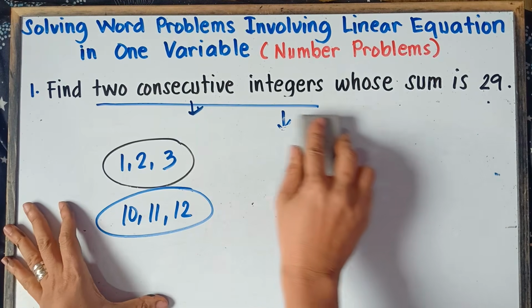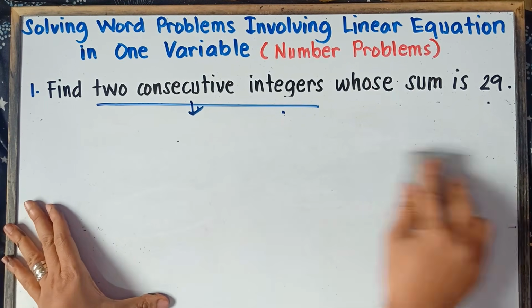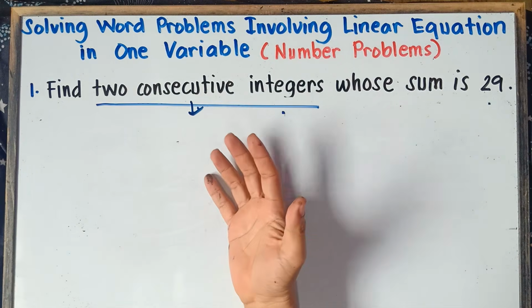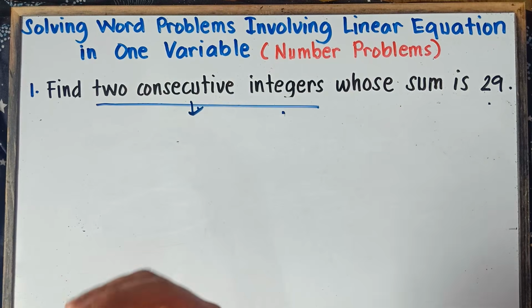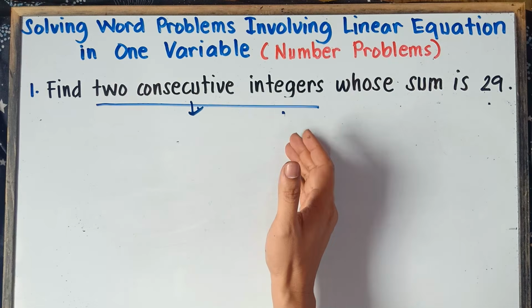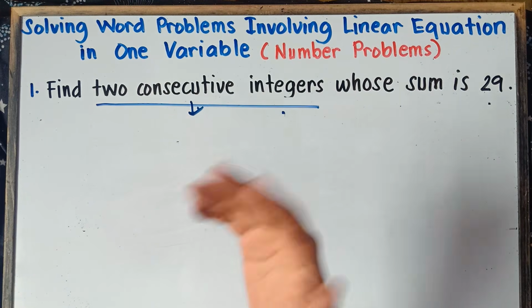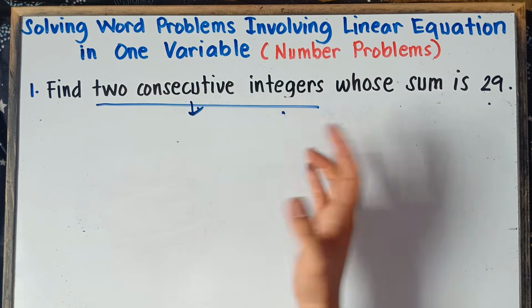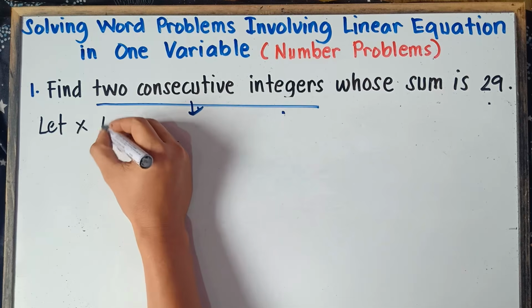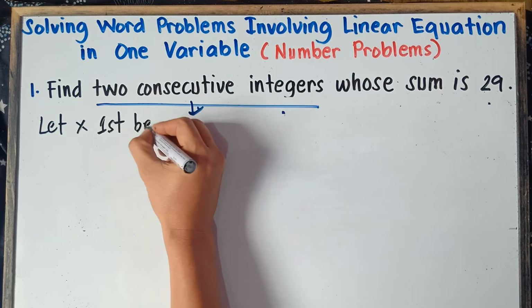So we're looking for 2 consecutive integers, but the problem is we don't know what those numbers are. We don't know what those numbers are, but we know that the numbers are consecutive integers, one after another. So therefore, since we don't know what the first number is, we let x be the first number.